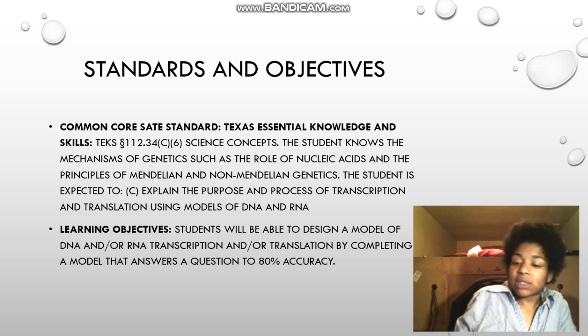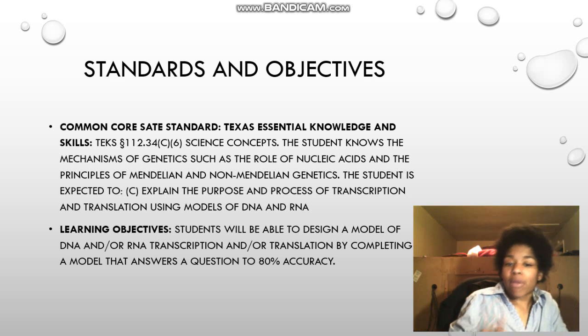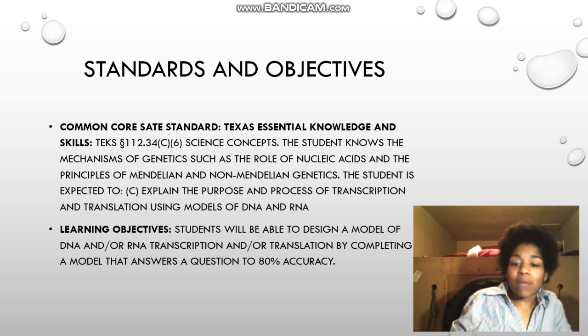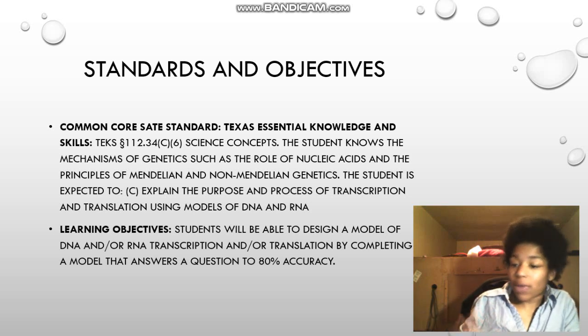My objectives and standards come from my Texas Essential Knowledge and Skills standards. They state that the student knows mechanisms of genetics, such as the role of nucleic acids and the principles of Mendelian and non-Mendelian genetics. Therefore, the student is expected to explain the purpose and the process of transcription and translation using models of DNA and RNA. The learning objective directly derives from this, but it also incorporates what I would like the students to be assessed by and how they can show that they've learned.